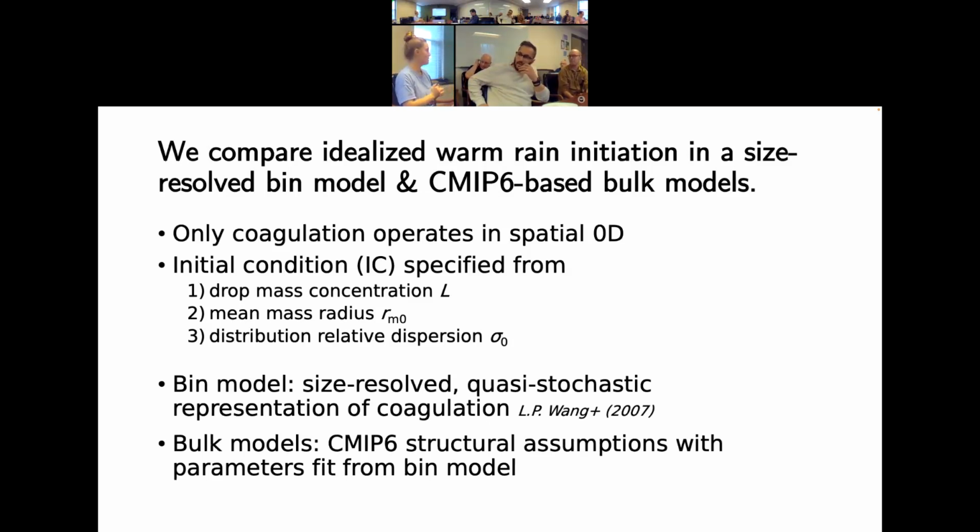And then we have 2 types of models. The first that we use as a benchmark is a bin model that I've built. And then the second is a bunch of different models that we call bulk models that are based on these CMIP6 structural assumptions and tuned to match the results of this specific bin model. And as I said, there's a lot of different ways beyond this shared structural framework that the CMIP6 parameterizations work, and so we change different assumptions. So I think here I have 8 different bulk models.